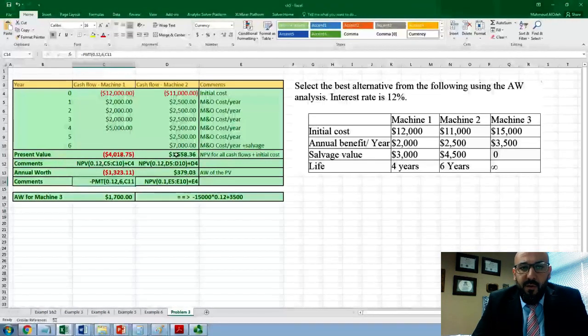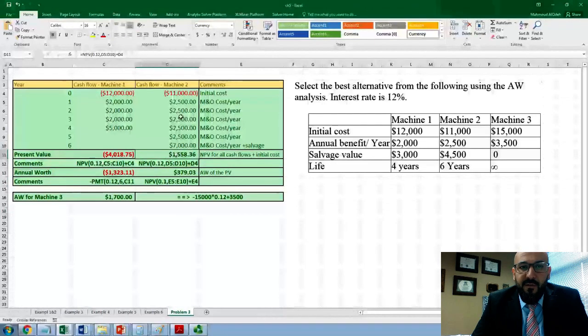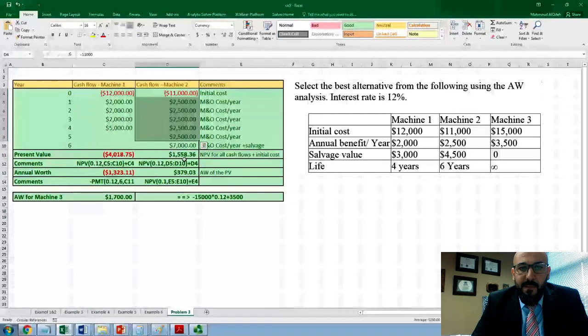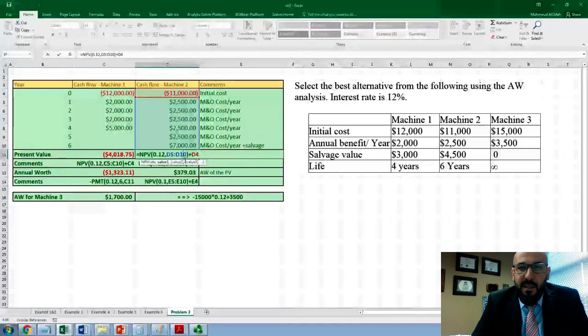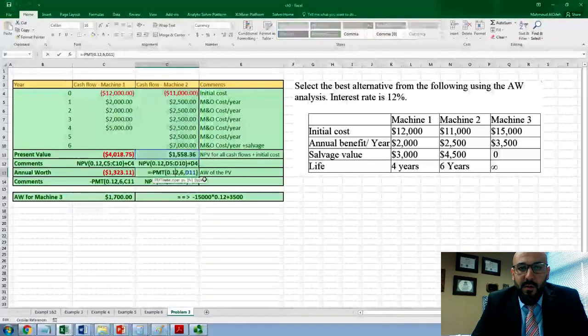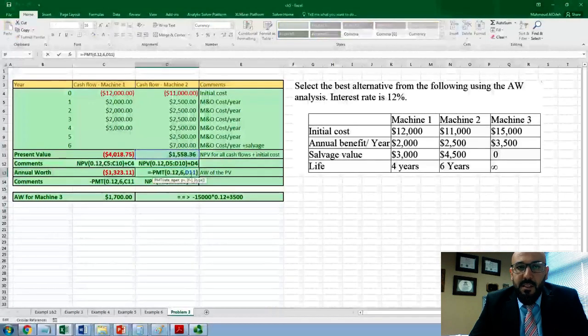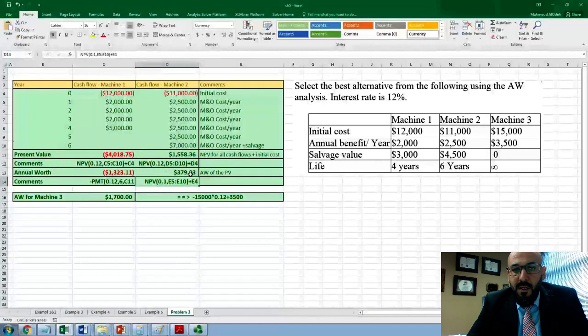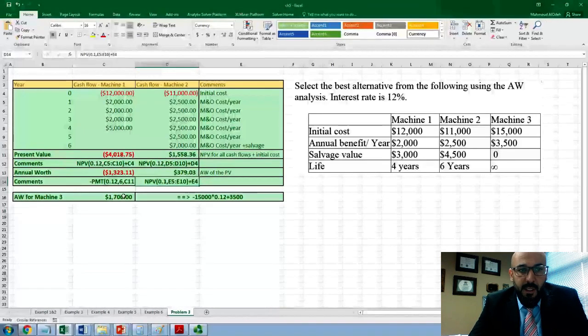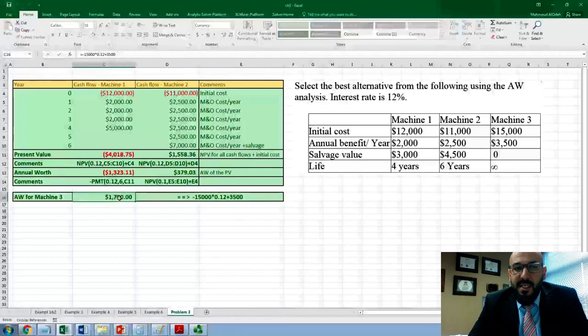Do the same thing for machine 2. Find the present value for all these transactions using the NPV function. Add the year 0 to it, and then once you're done, go to the next cell and use the PMT function. PMT for 12%, 6 years. This machine will last for 6 years, and then the present value of $1,558. And that would give you an annual worth of positive $379.